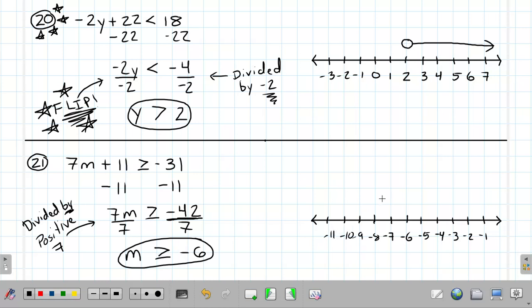We're going to start at negative 6. M can be equal to negative 6, so we're going to have a closed circle. And we want numbers that are bigger than negative 6, and all those numbers are what's to the right of negative 6. Okay? So I just want to be very clear here.